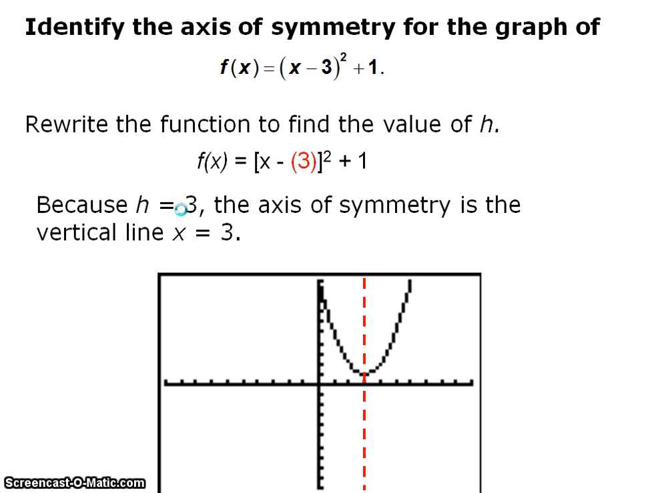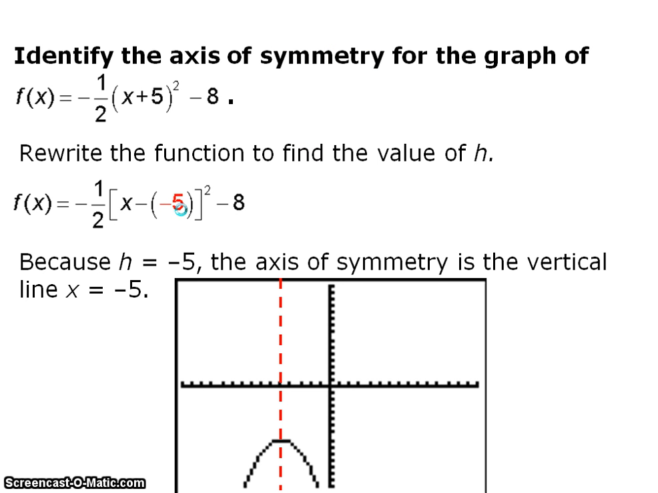But let me go back. So h is negative 5, k is negative 8, very straightforward. And so my axis of symmetry is x equals negative 5 because h is negative 5. And my vertex is negative 5 and negative 8. Pause now and make sure that you have all of the important points of this example.